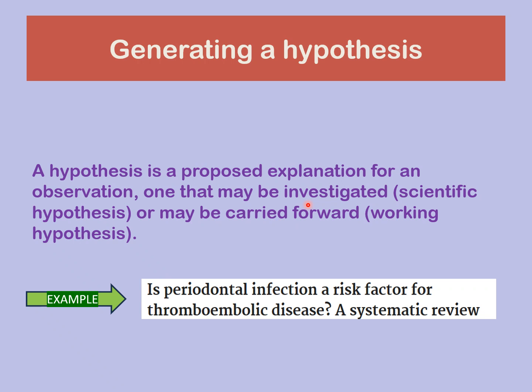So a systematic review is started after generating a hypothesis. So what does a hypothesis mean? Basically, it means the starting idea which we can test with experiments or research, which is known as a scientific hypothesis, or we can use it as a starting point to guide the idea, that is a working hypothesis.